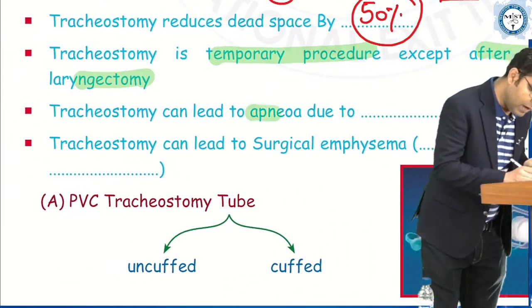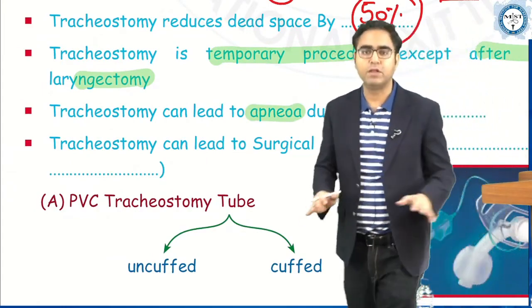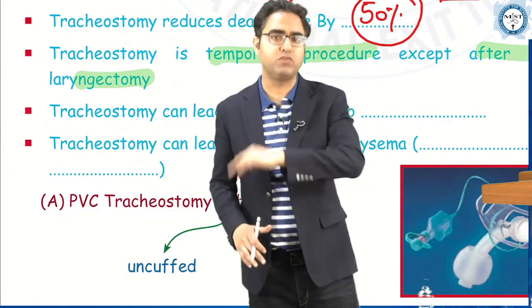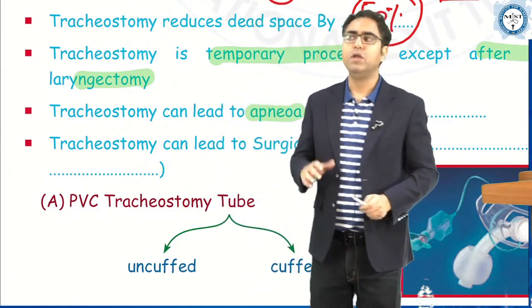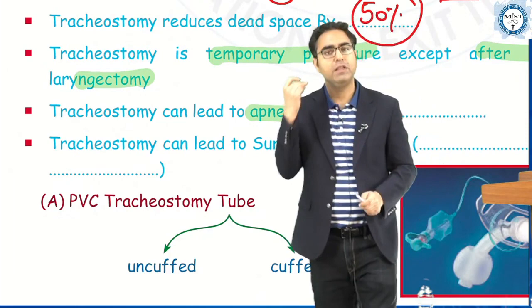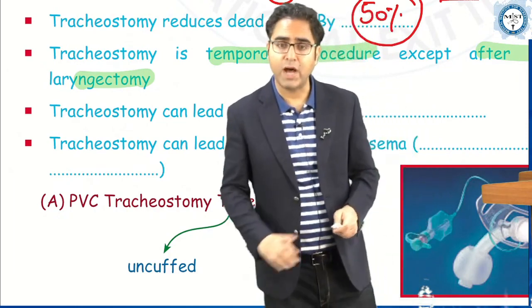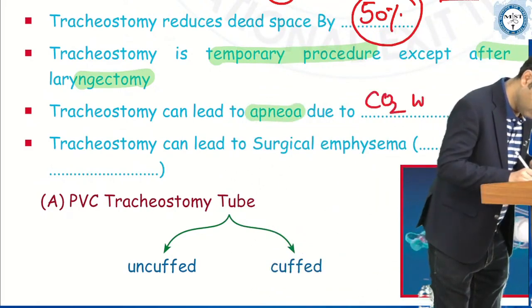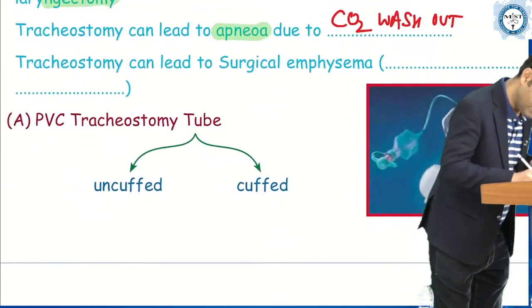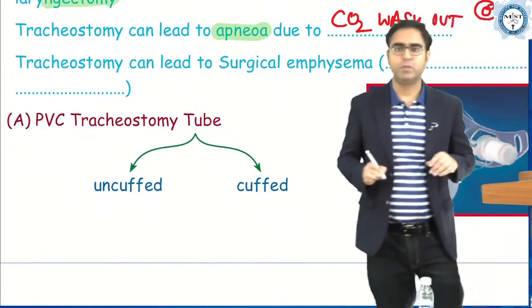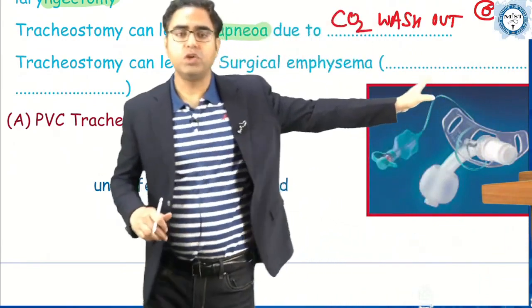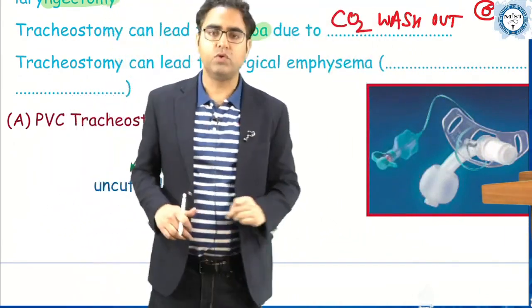One question of NEET PG. Tracheostomy can lead to apnea. Apnea means breathing stops. If you don't know apnea, write it down in the sidebar. Sometimes I've seen that when you give a cut on the trachea, suddenly the breathing stops. Why? This is due to CO2 washout, the technical word, carbon dioxide washout, beta.